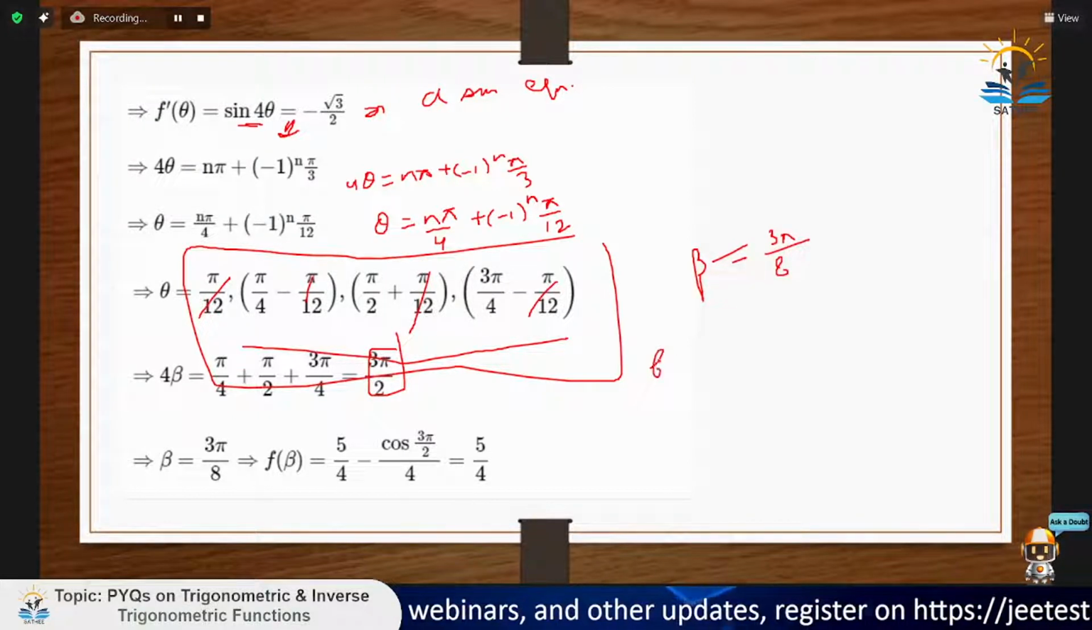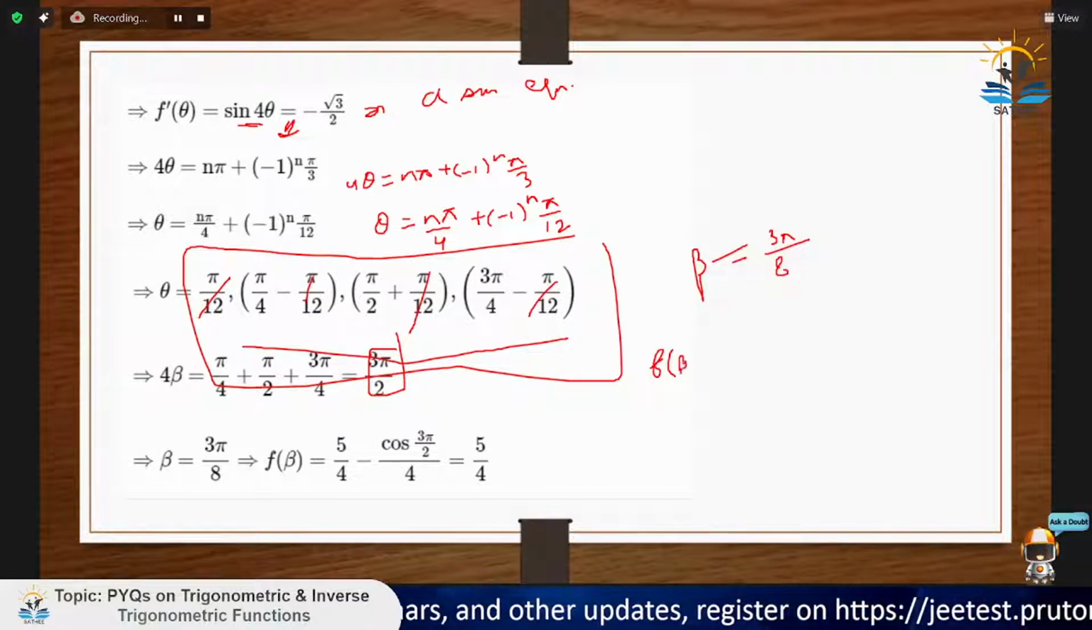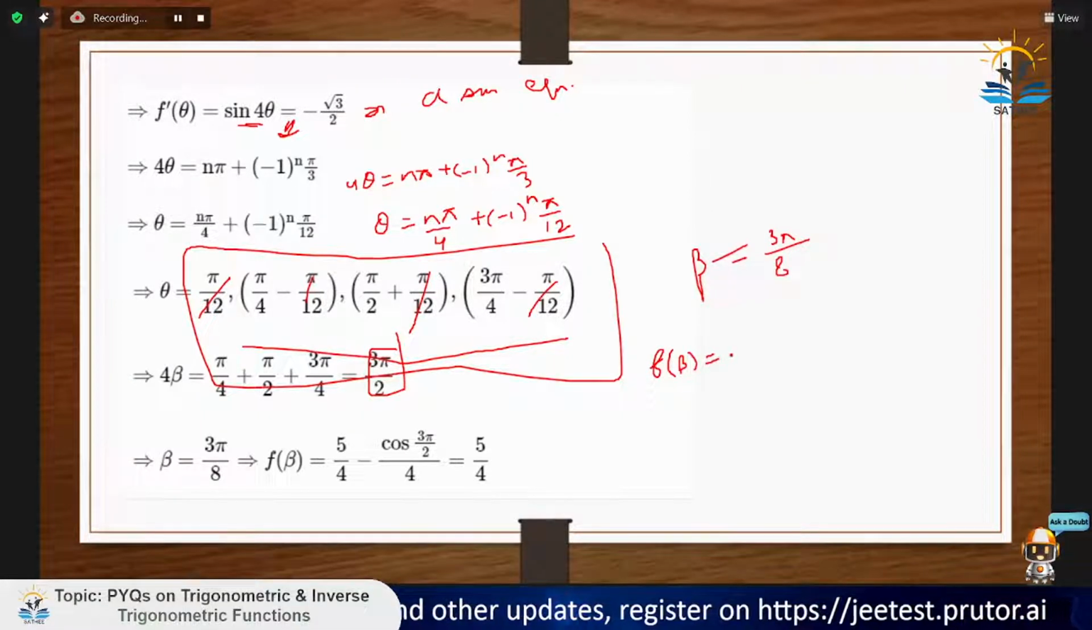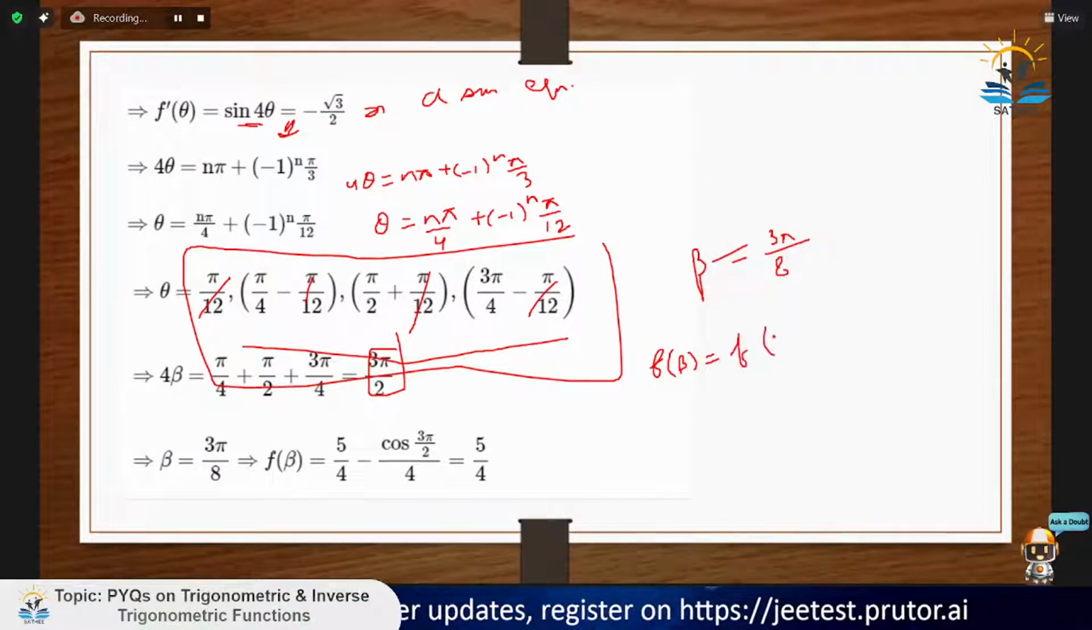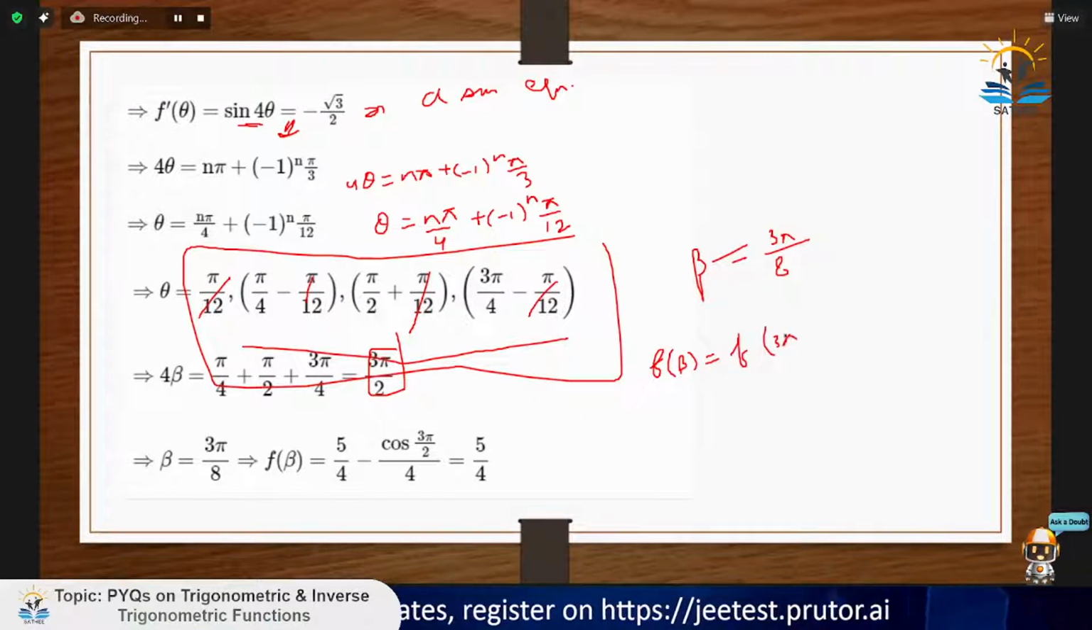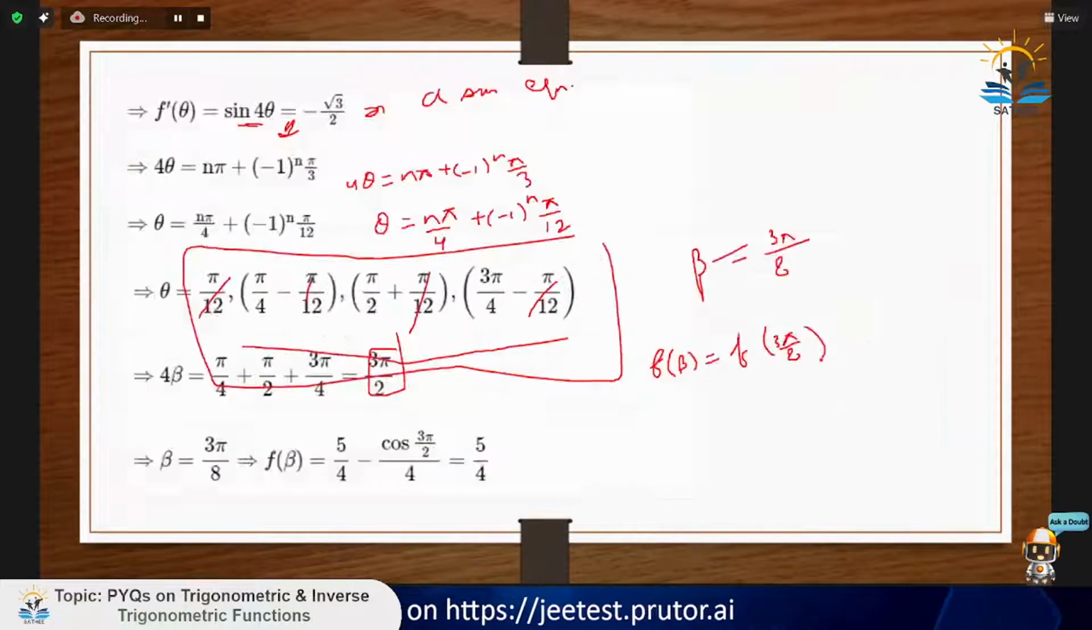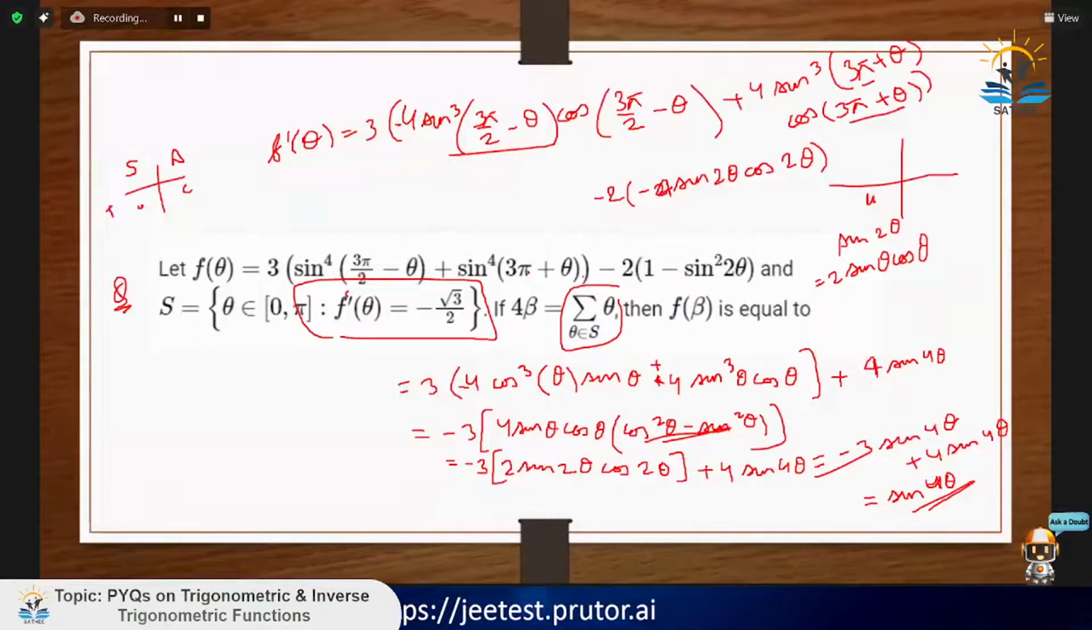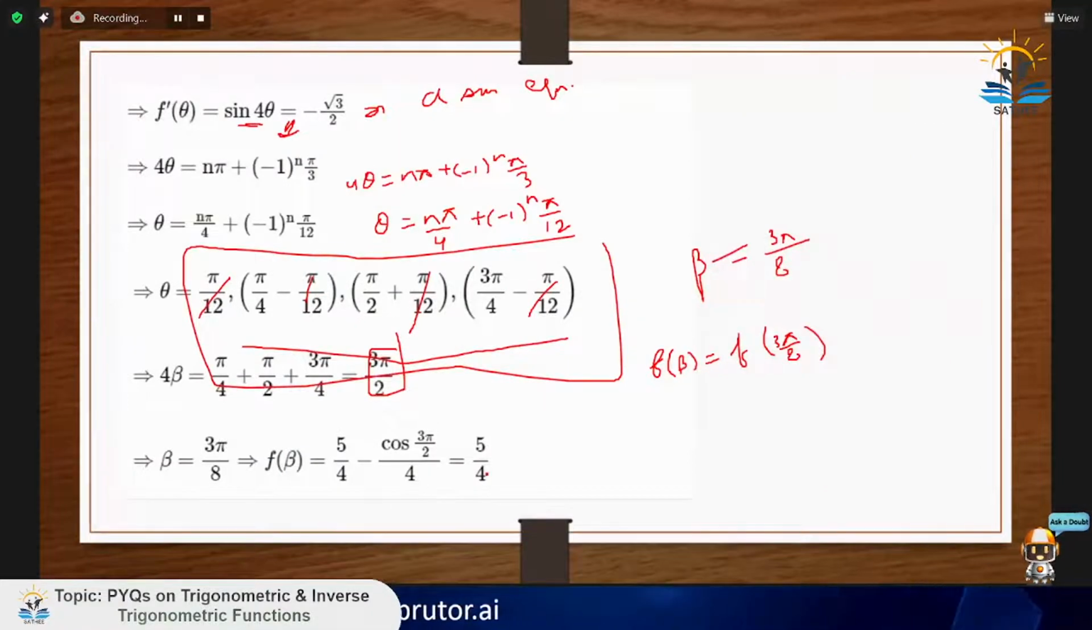So basically f of beta is equal to f of 3 pi by 8. Okay, and f theta is given to you. Just put 3 pi by 8 in this expression, and on putting the value you will get 5 by 4 as the final answer. So this was a good question from trigonometry.